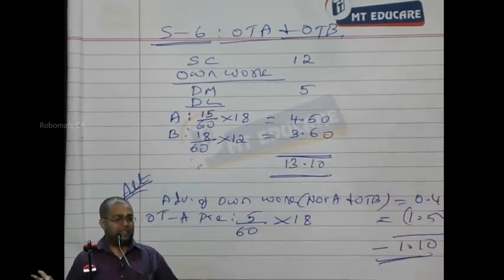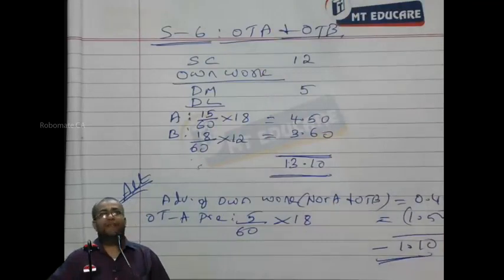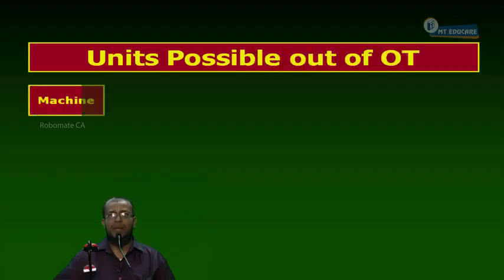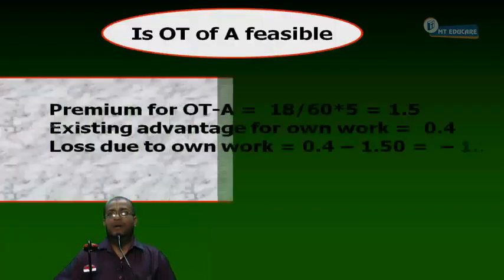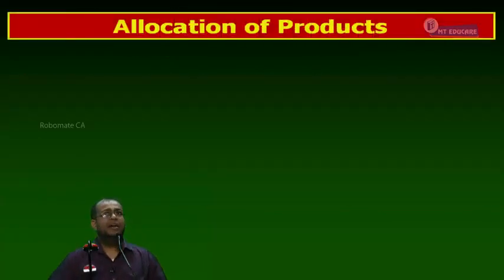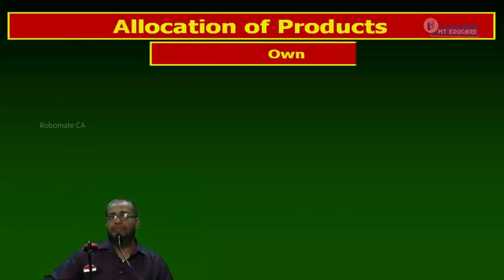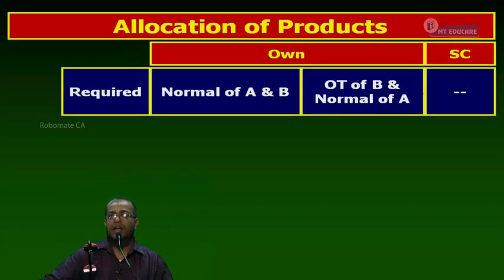Let's go to the last slide, the solution. Step 7. Allocation of the products. Here the products are pipes, 10 inches and 18 inches. First column is for pipe and then required. Then we have own, with two subcategories: normal A, B, OTB, normal A, and then subcontract. Subcontract has no subcategory. Just copy this quickly.